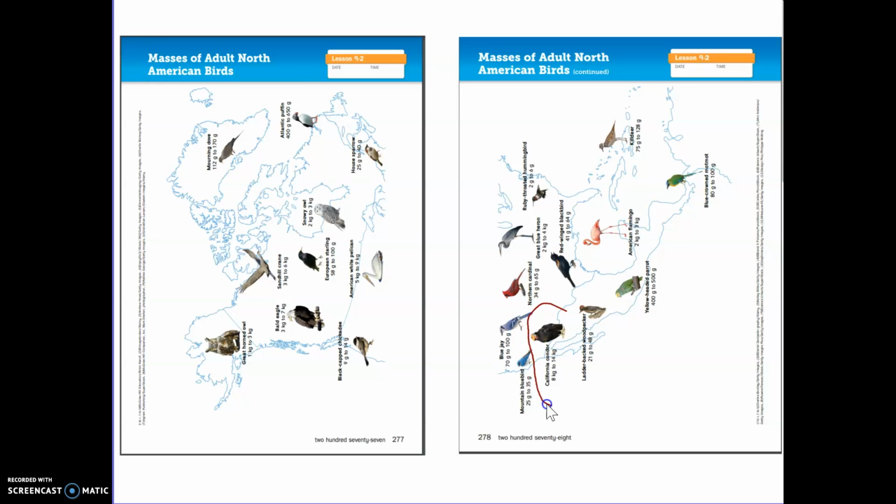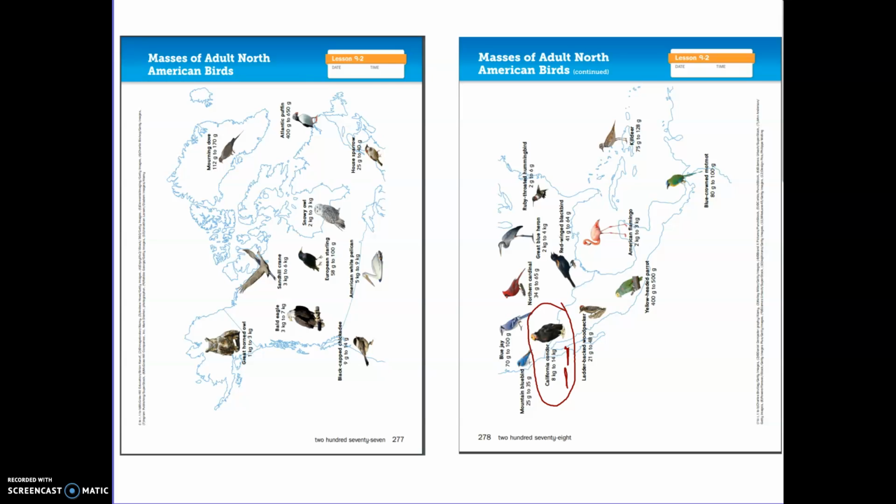So here's the California condor, and it says 8 kilograms to 14 kilograms. So that means the smallest California condor would weigh 8 kilograms and the largest would weigh 14 kilograms. And then we might have some in between.